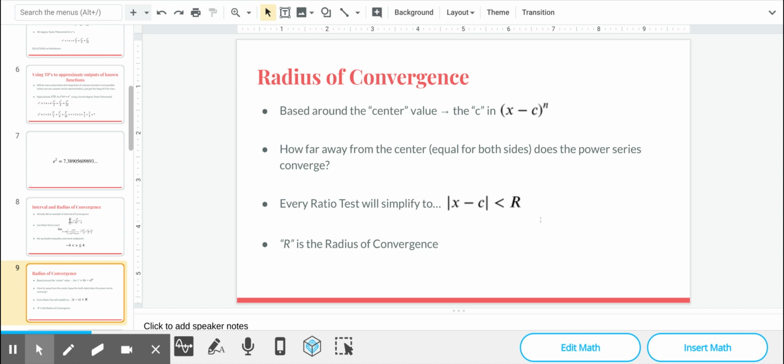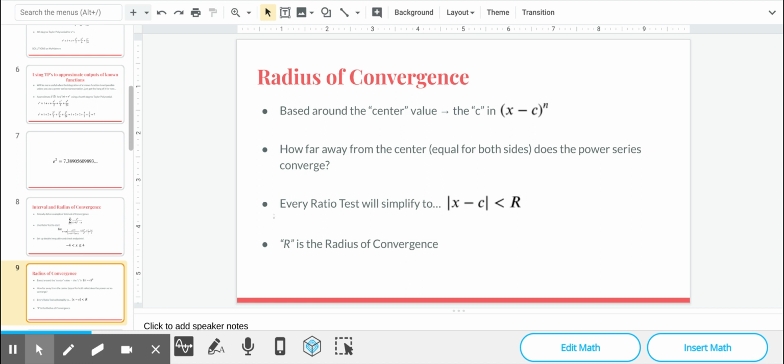And we'll get into exactly what that means and how it's found. But it's really just, hey, I have a center value. I know that the power series converges for x values 3 units to the left of that center and 3 units to the right of that center. And so your radius would be 3 in that case. And so we'll get into that a little bit.